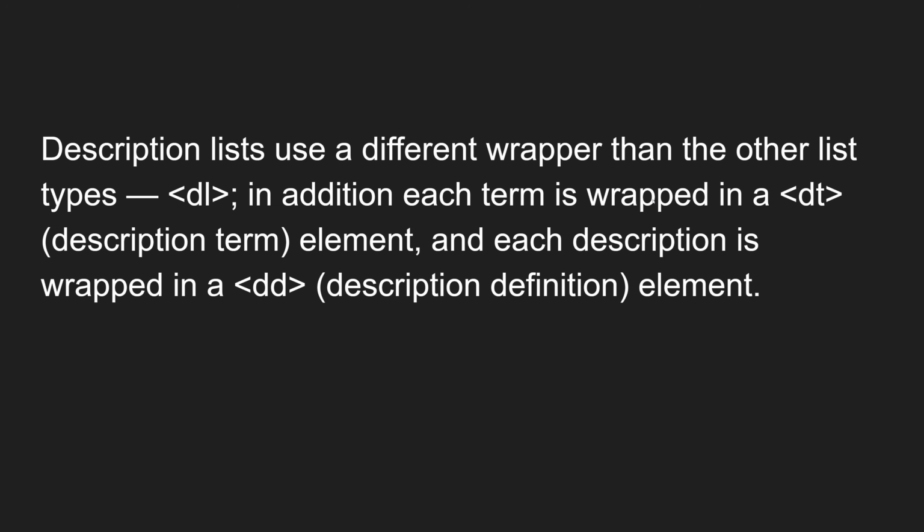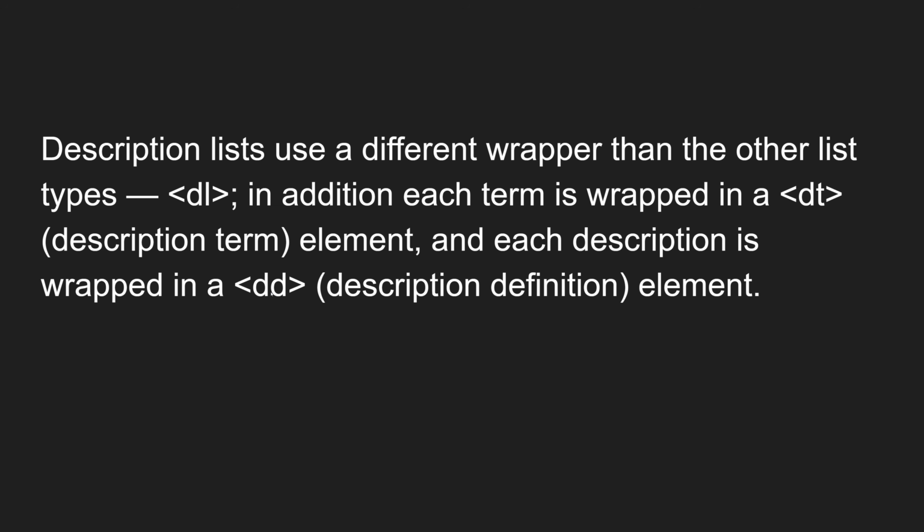In addition, each term is wrapped in a DT, the description term element, and each description for the term is wrapped in a DD, that is nothing but the description definition element. So like this we will be using. Here we are using three things. For unordered and ordered lists we use only UL and LI or OL and LI respectively. But here we will be using DL, which is a description list, DT, which is a description term, and DD, which is a description definition.